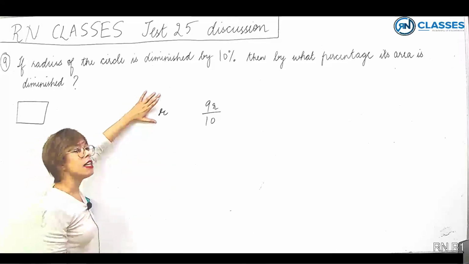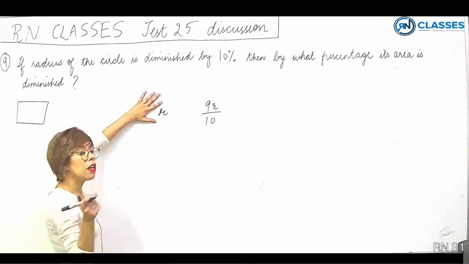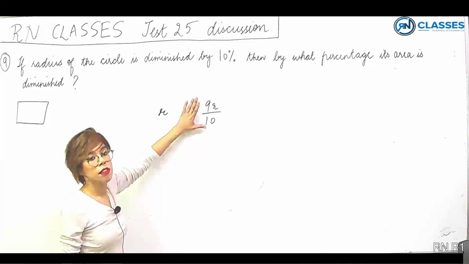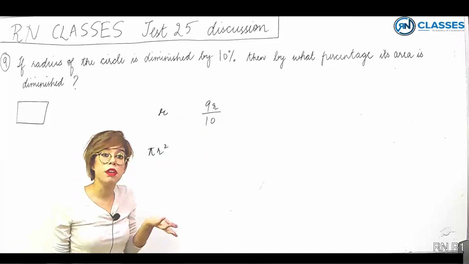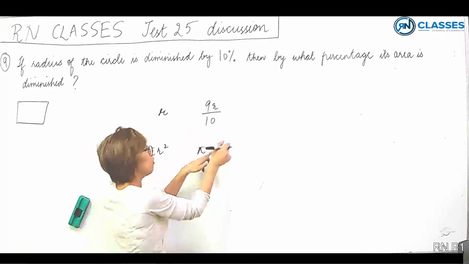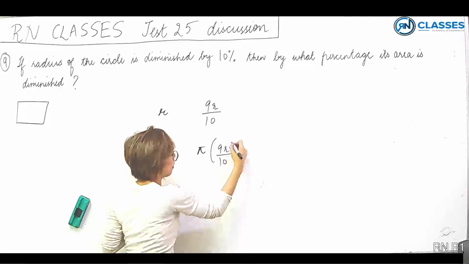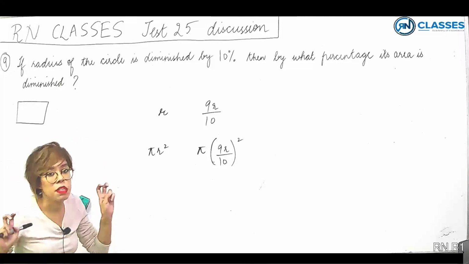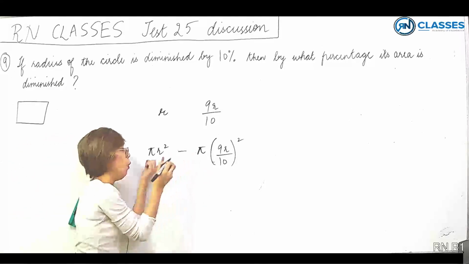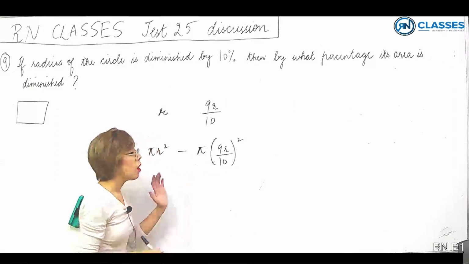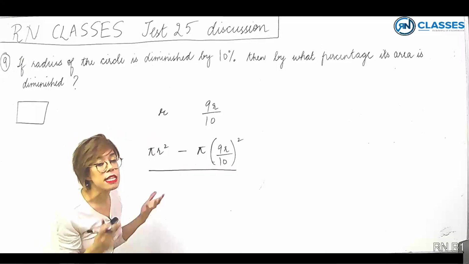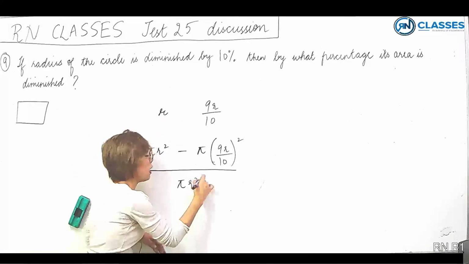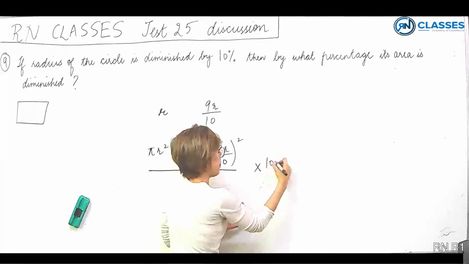Now let's see, initially the radius is r, the area of the circle will be pi r square. Now you have a new radius, that means you have a new area. So pi, radius is now 9r by 10 whole square. So I need to find basically the decrease percentage. The decrease is old minus new. Now with respect to what? It has decreased from this, so the old one, pi r square, into 100.